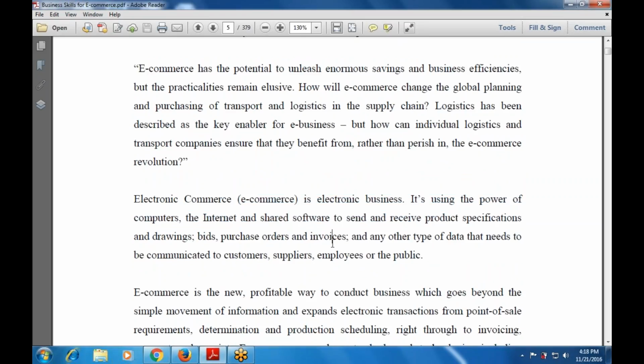E-commerce, sometimes also known as electronic business, is using the power of computers, the internet, and a shared computer network to send and receive data, product specifications and drawings, purchase orders and invoices, and any other type of data that needs to be communicated to customers, suppliers, employees, or the public.